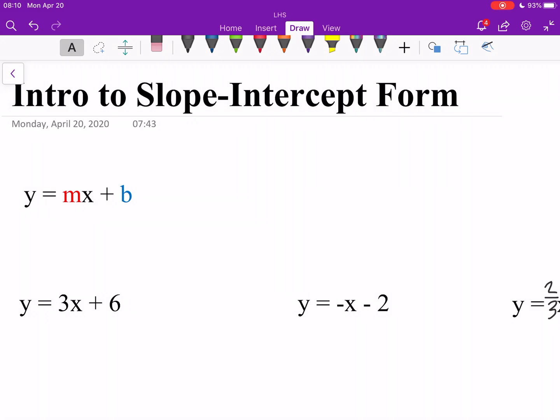Today I'm going to talk to you just briefly about Slope-Intercept Form. This is just a quick introduction. You've actually already been working with Slope-Intercept Form for a couple of weeks here as we've been graphing in Slope-Intercept Form, but today we're just going to look at it numerically, and I'm going to show you a few different ways to look at Slope-Intercept Form.